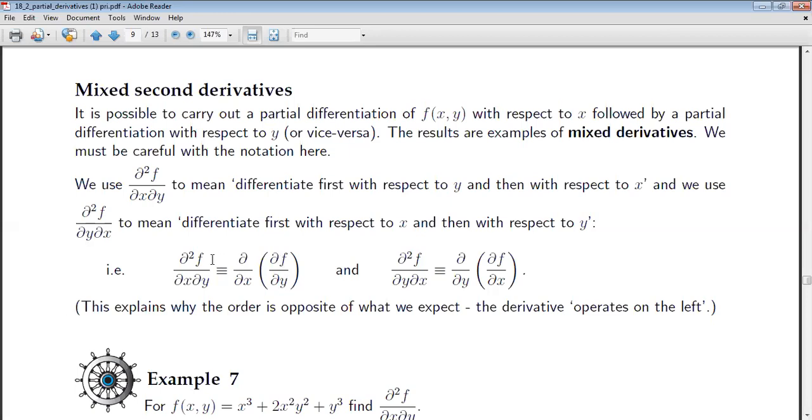To find del square of del x del y, what do you have to do first? Del f del y you have to find out first. And after finding del f del y, you have to find del x of that del f del y. It's very simple. And what is the meaning of del square f del y del x? First, you have to find del f del x, and after finding del f del x, you have to again find out the partial derivative with respect to y.